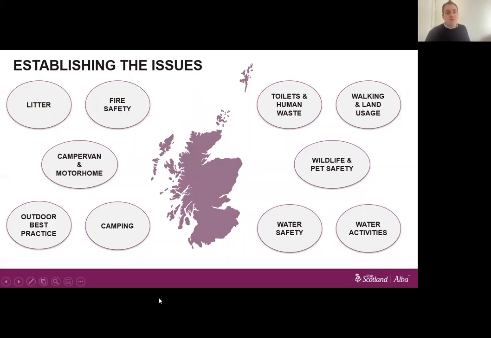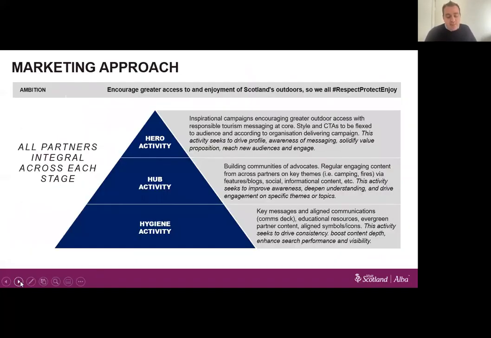I think what the group recognised at the start, and moving on to the next slide, was a big role for the group to ensure a coordinated effort. There was a recognition in the group that these themes were quite varied and needed an approach that was going to tackle not only the specifics, but also a bigger and much broader theme of respect, protect and enjoy when people are outdoors and enjoying Scotland.